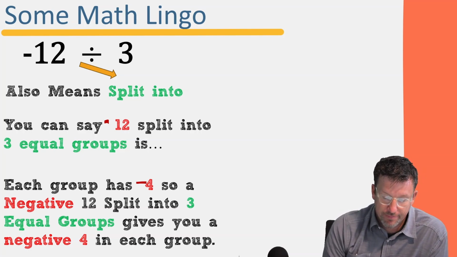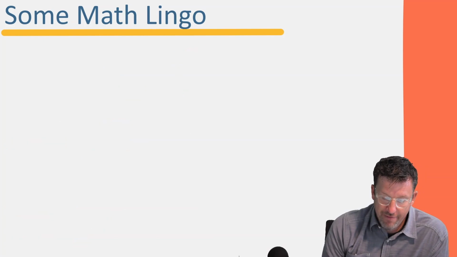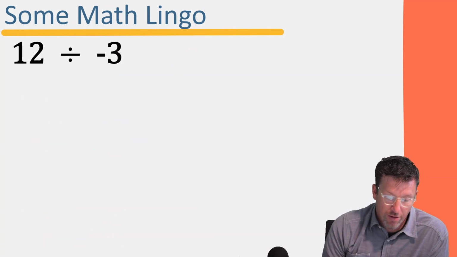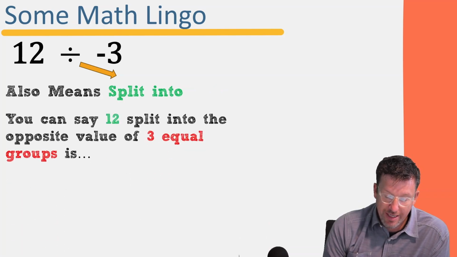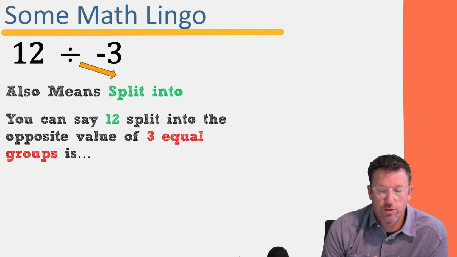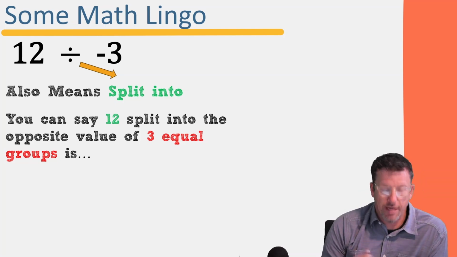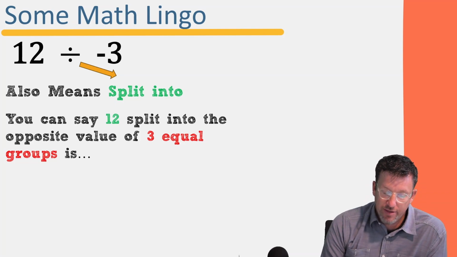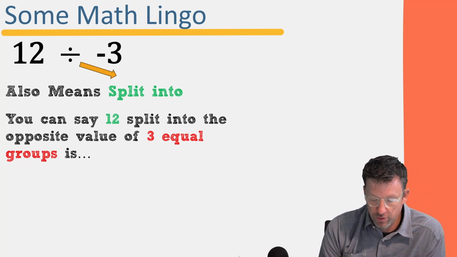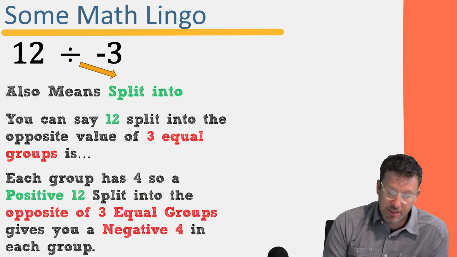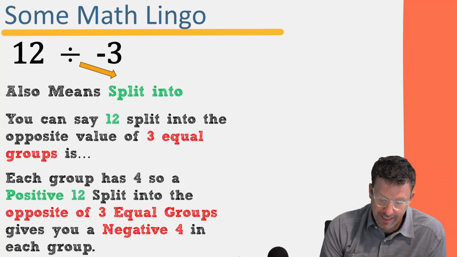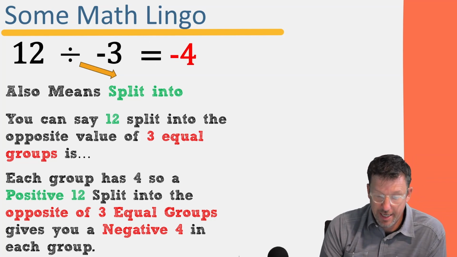And let's try this one. What if we have 12 divided by negative 3? Right? How do we want to read that? This also means split into, so we could read it as 12 split into the opposite value of 3 equal groups. And if you watch the modeling division video, this one makes a lot of sense. So what we're going to do is break that into 3 equal groups, and we're going to get 4. And the opposite of 4 is negative 4. So our answer is negative 4.